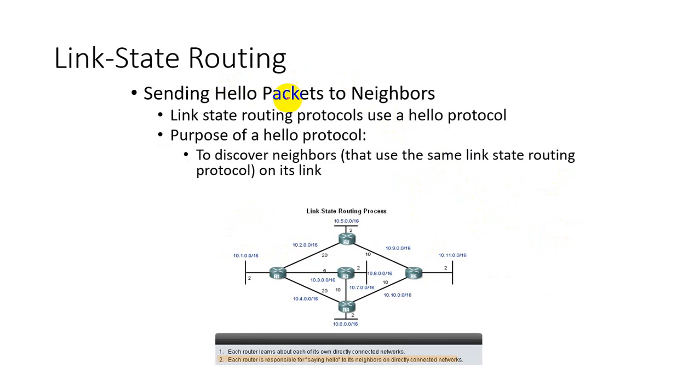Similarly, sending hello packets to our neighbors. How are hello packets sent from a router to its neighbor? Link state routing protocols use a hello protocol, and the purpose of the hello protocol is to discover neighbors. This router has to discover its neighbor, and that one has to discover its neighbor. To discover that, they use the same link state routing protocol on the link. First, a router learns about its directly connected networks. Each router is responsible for saying hello to its neighbor on a directly connected network. For example, this will say hello to this, and this will say hello to its own LAN network.